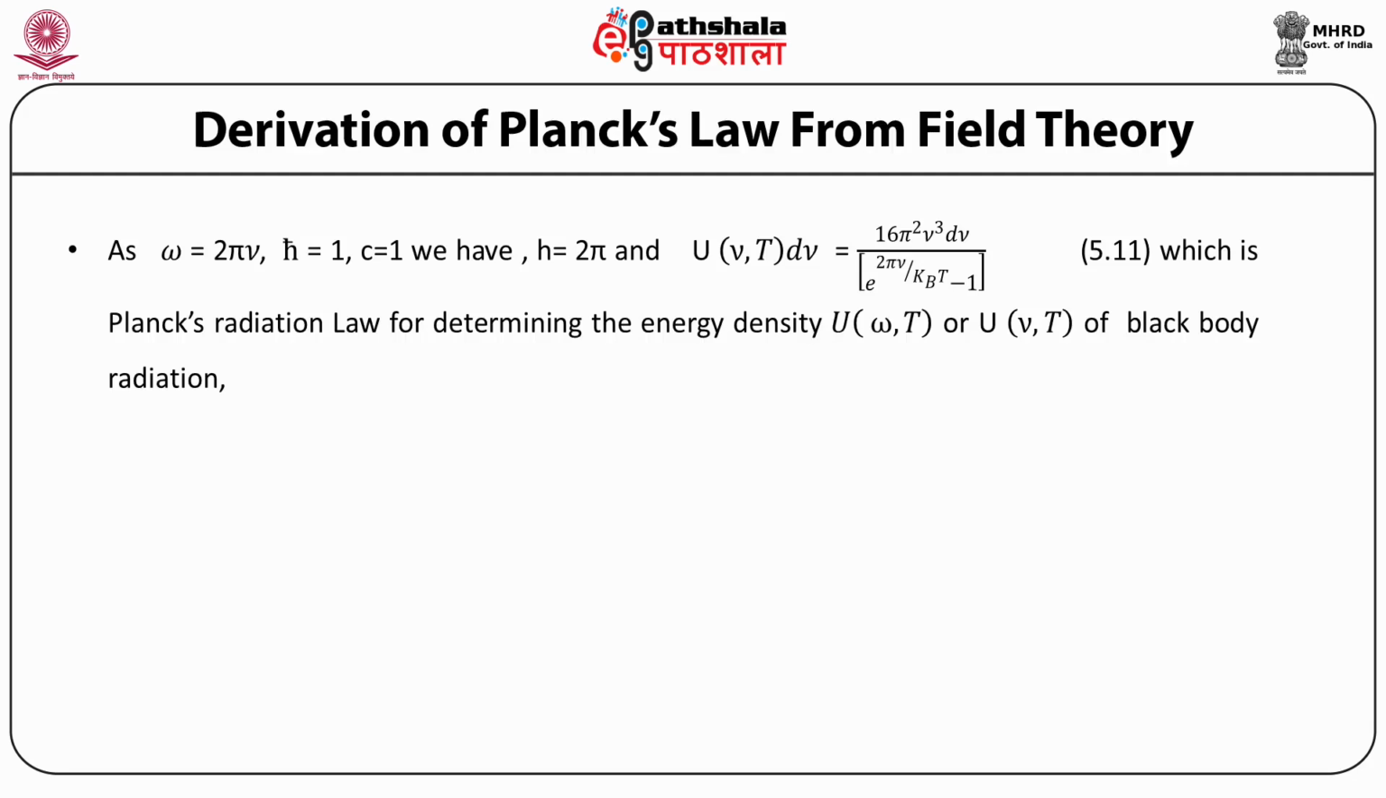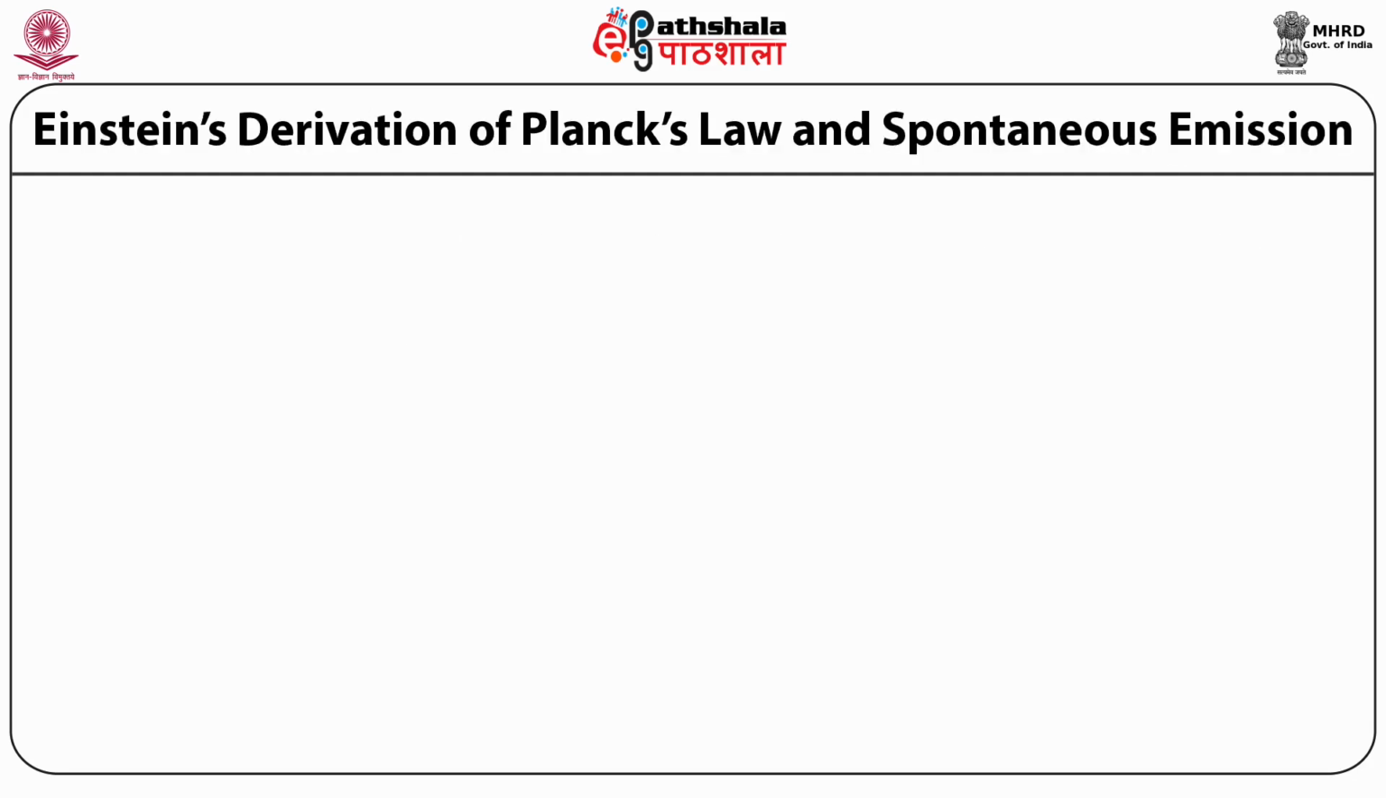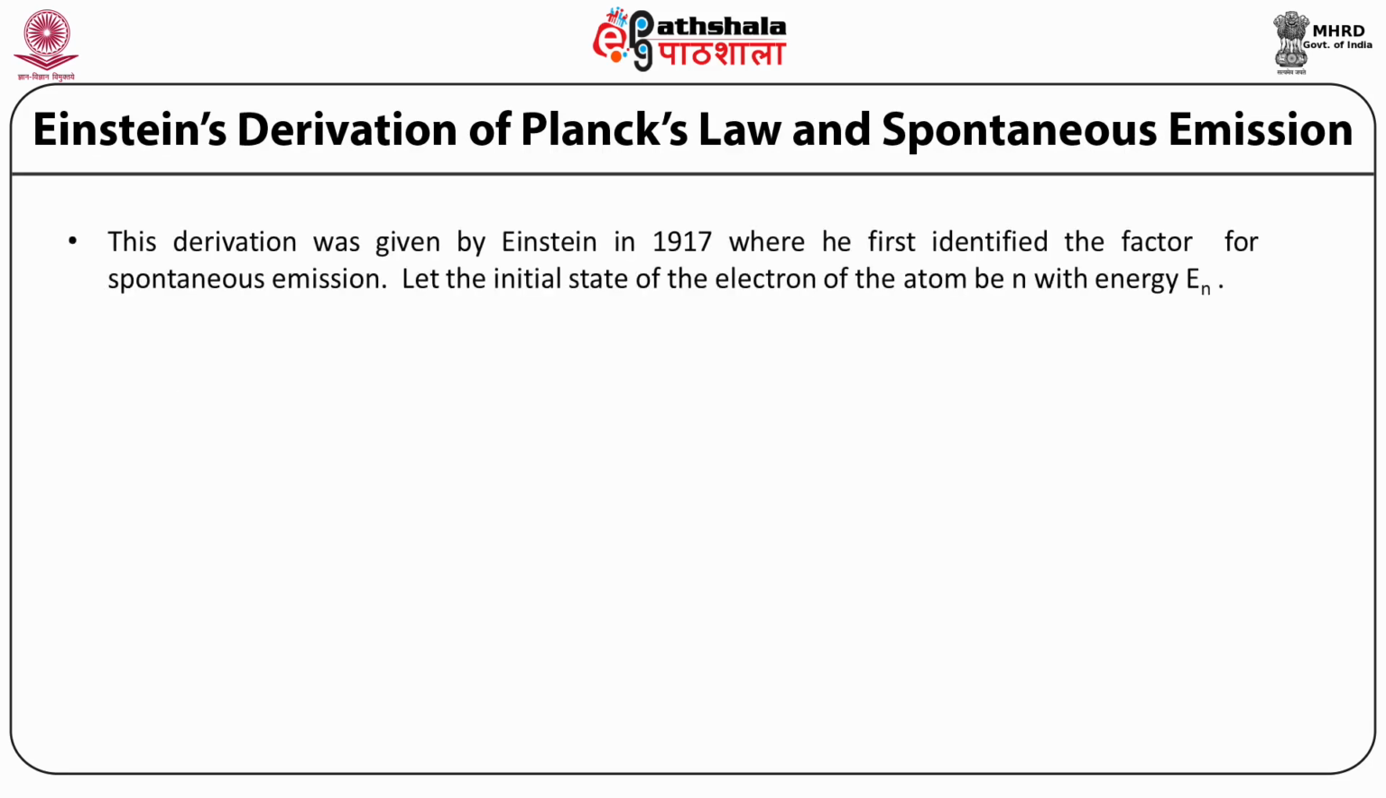Einstein's derivation of Planck's law, with spontaneous emission. The derivation given by Einstein in 1917, when he first identified the factor for spontaneous emission, will also be briefly mentioned now. Of course, the field theory derivation we gave just above could happen only after 1927, but Einstein derived this formula in his own way, in an intuitive way, in 1917.